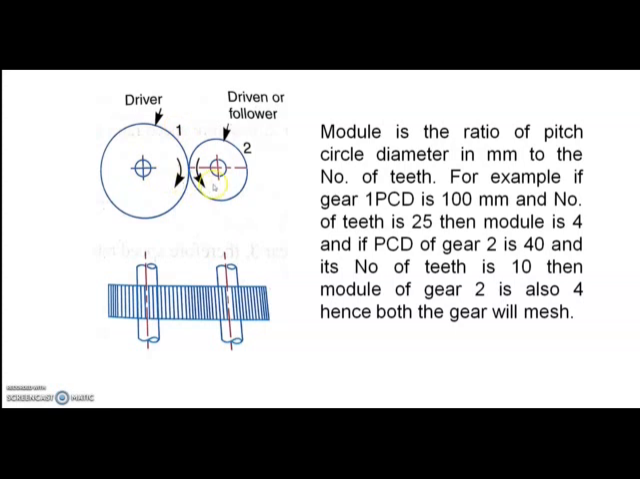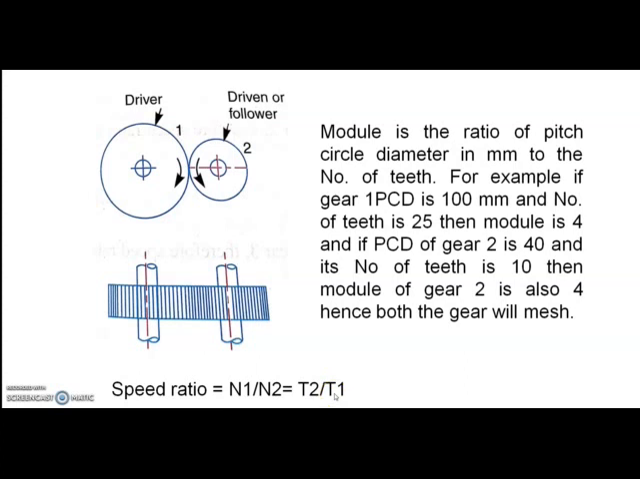If the modules are not the same, these two gears will not mesh. And for simple gearing, as shown in this figure, the speed ratio is given as N1 by N2 is equal to T2 by T1, where N1 is the speed of driver and N2 is the speed of driven, whereas T2 is the number of teeth on driven and T1 is the number of teeth on driver.